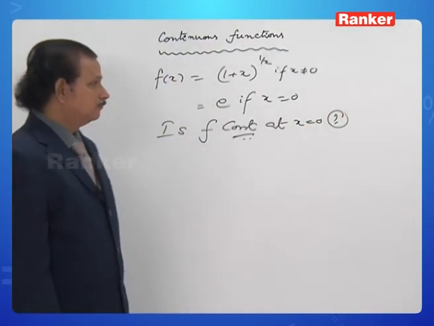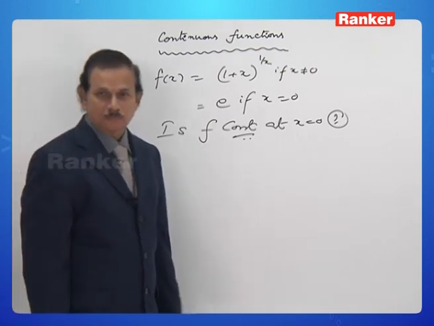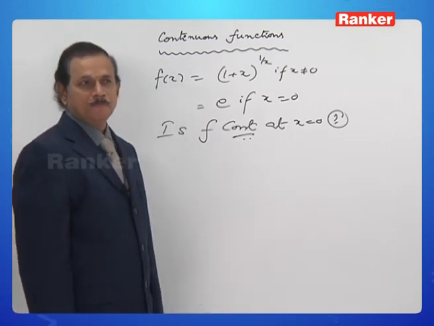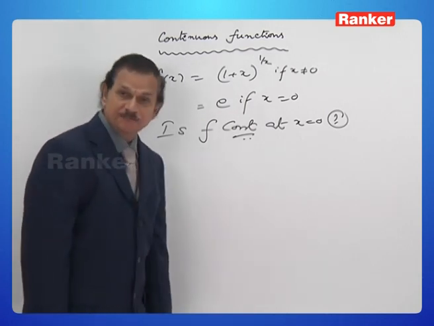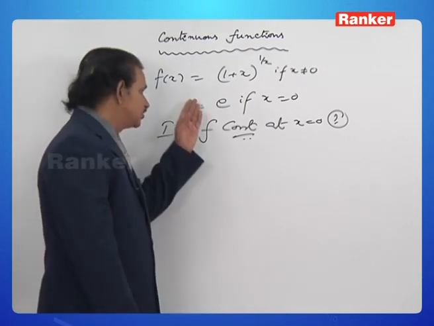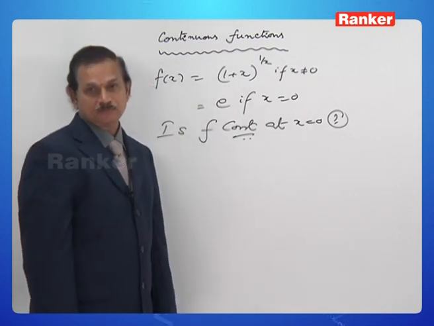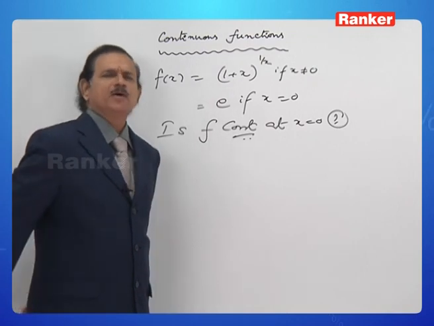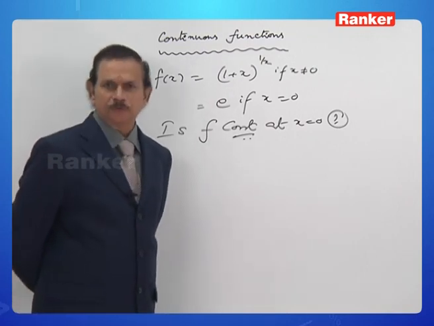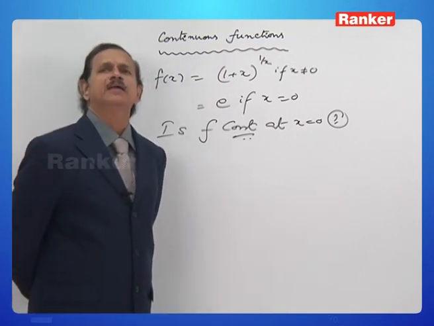Observe the problem. The function given here is f of x equal to (1 plus x) to the power 1 by x if x is not equal to 0, and e if x is equal to 0. He is asking us the continuity at x is equal to 0. What is the point of continuity? In the place of a, we have 0.